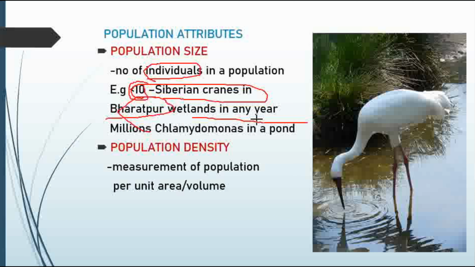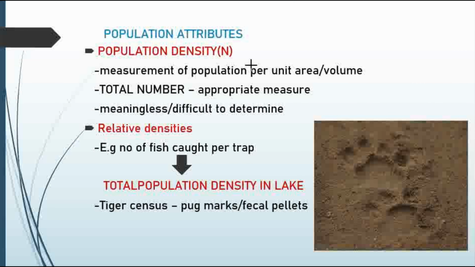And coming to population density, it is a measure of population per unit area or volume. So this is a proper representation of this population. In more technical form, it is the measurement of population per unit area or volume. The population density is represented by the capital letter N, and as I already said, it is the measurement of a population per unit area or volume.